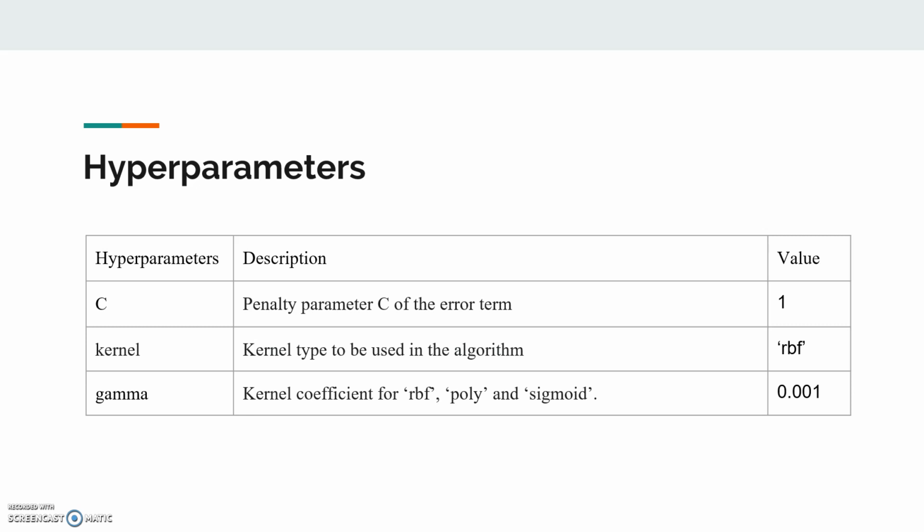Because this is our initial SVM model, we just use a simple one. We use a default SVM model, but we set gamma to be 0.001, but there is no specific reason for that. We just set a value for the gamma to see the performance.